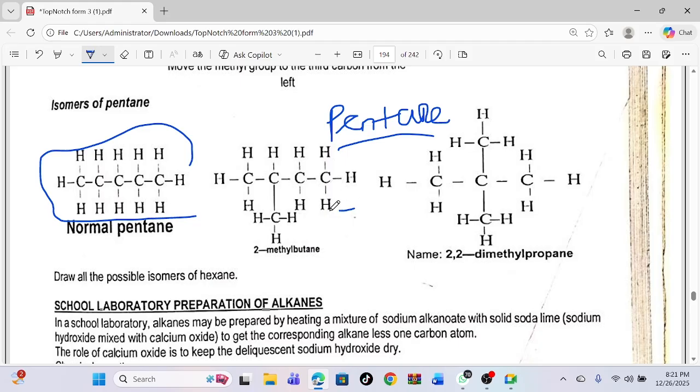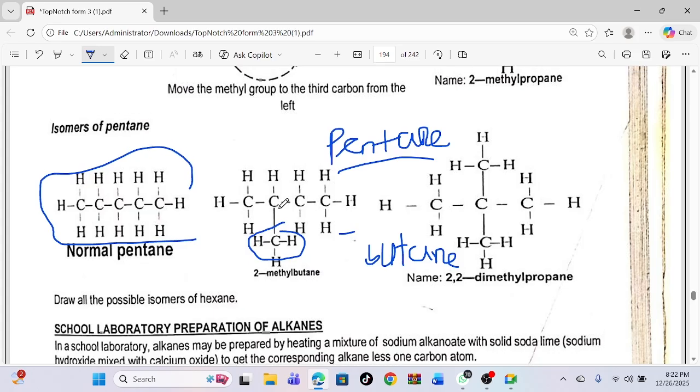Come here. Identify the longest carbon chain. It will be 1, 2, 3, 4. So it will be butane. After that, I identify the branch. The branch is here. And in the exam, ukiwambia write the structural formula.